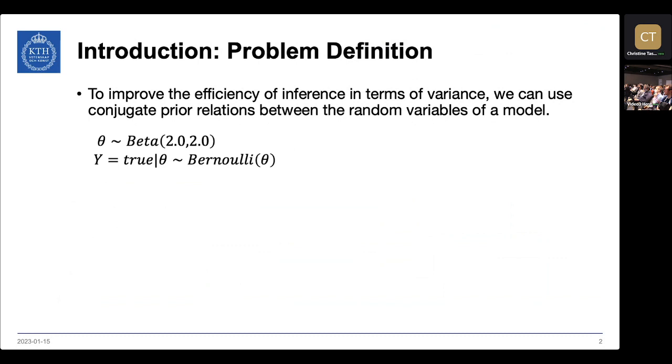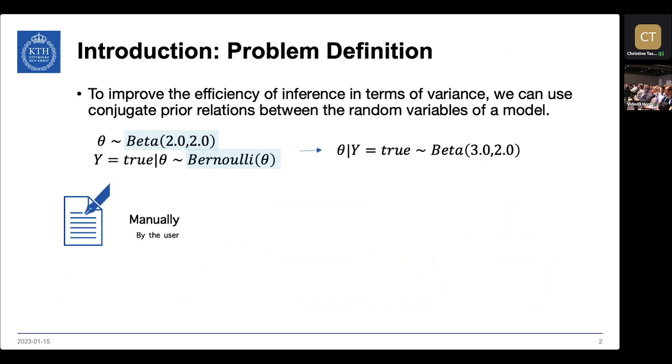For example, if we have a beta distributed random variable and a Bernoulli distributed observation on top of that random variable, then using the conjugate prior relations between the beta and Bernoulli distributions, we can calculate the posterior of theta in a closed form solution. This can be done manually, but for large models, it will be error-prone and time-consuming.